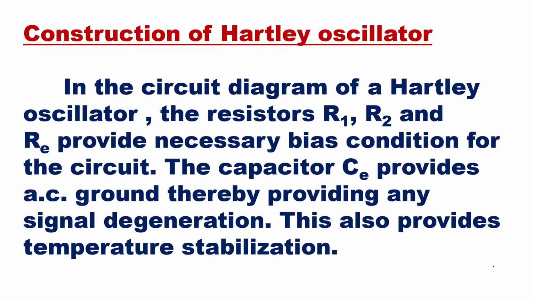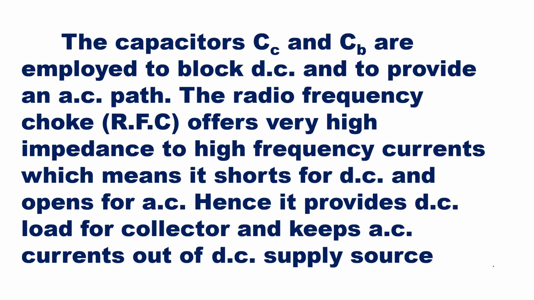So, the construction of the Hartley oscillator. In the circuit diagram of a Hartley oscillator, the resistors R1, R2 and RE provide the necessary bias condition for the circuit and also the stability condition. The capacitor CE provides AC ground, thereby preventing any signal degeneration. This also provides temperature stabilization. The capacitors CC and CB are employed to block DC and to provide an AC path.